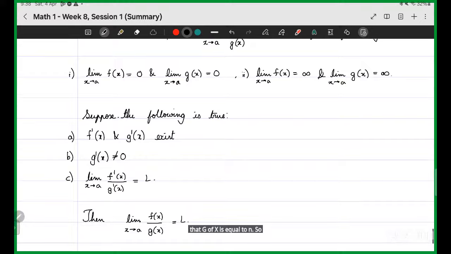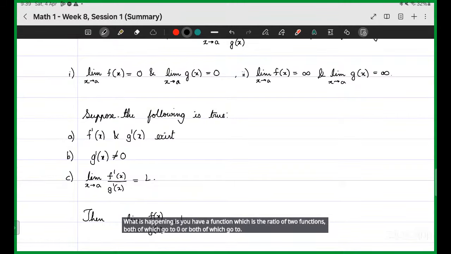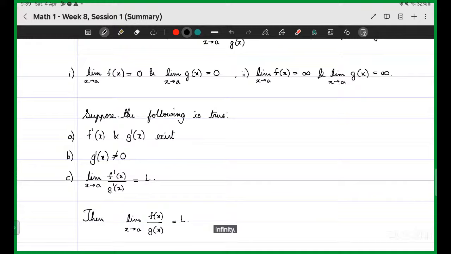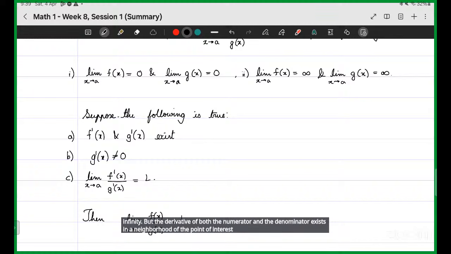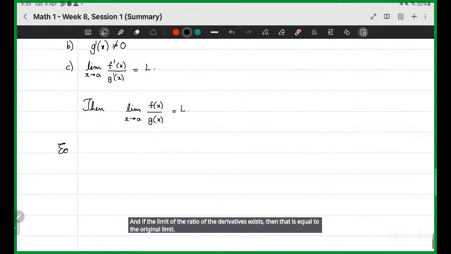So what's happening? Despite all these technical conditions, what is happening is you have a function which is the ratio of two functions, both of which go to 0 or both of which go to infinity. But the derivative of both the numerator and the denominator exists in a neighborhood of the point of interest. The derivative of the denominator is also not 0. Then what you can do is individually differentiate the numerator and the denominator. And if the limit of the ratio of the derivatives exists, then that is equal to the original limit. We will do it with examples.